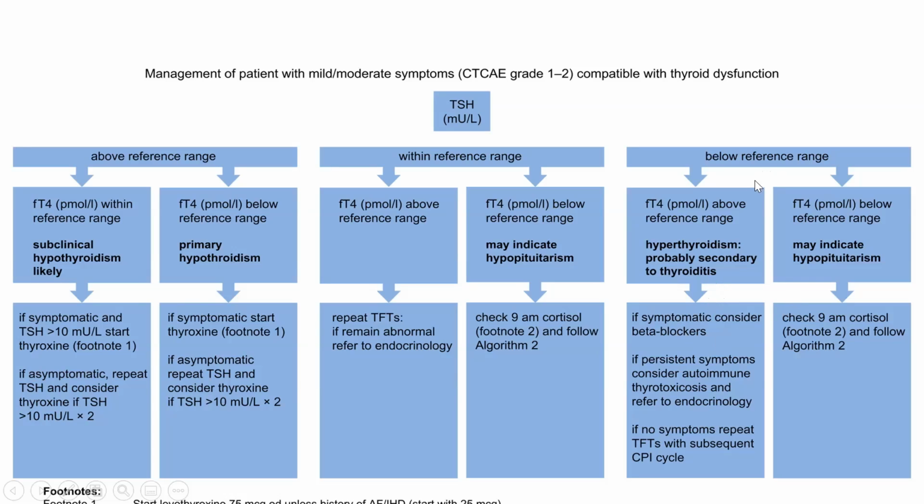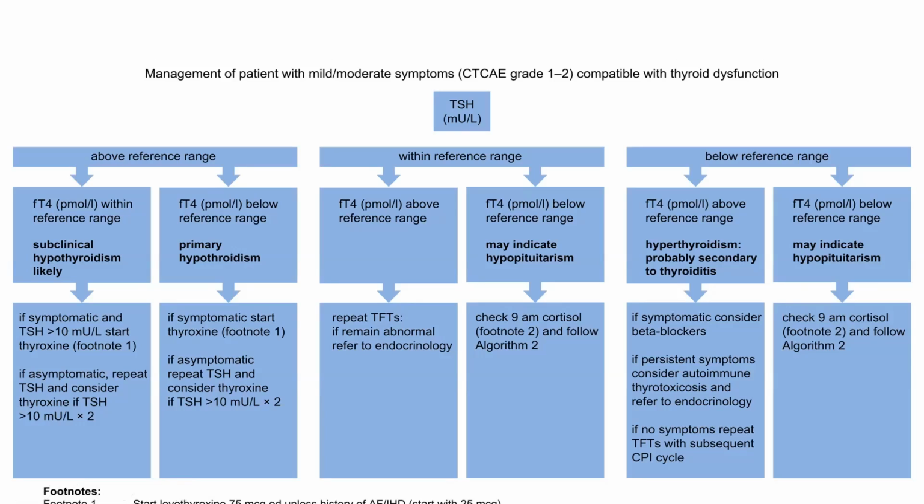And of course, as I mentioned, if the TSH is below the reference range and the T4 is also below the reference range, that may indicate hypopituitarism. And in that case, again, we need to check the 9 AM cortisol and then follow the algorithm, which basically needs hydrocortisone before the thyroxine. So these are very important manifestations of these checkpoint inhibitors and their effect on thyroid function.